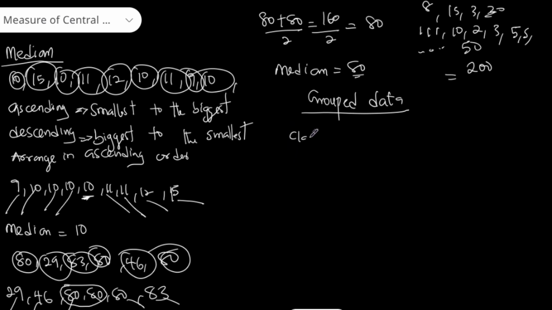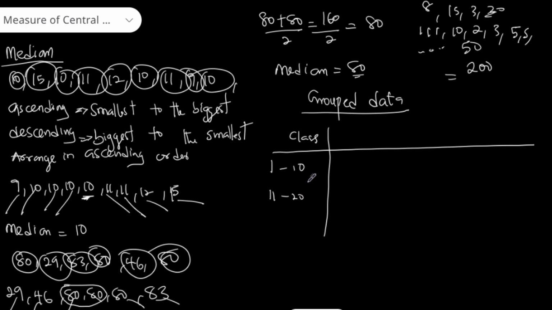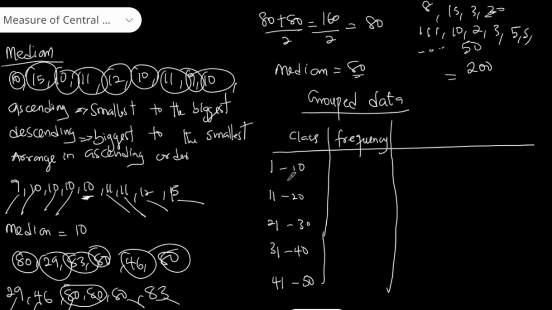So we say all numbers between 1 to 10, group them in one class. Then all numbers between 11 to 20, group them in one class. All numbers between 21 to 30, in one class. Then 31 to 40 in one class, and 41 to 50 in one class. Now, we need to get their frequency. The frequency is the number of times each class occurs.